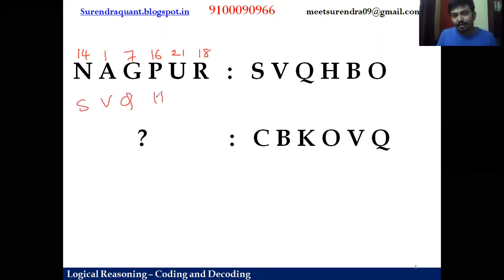This is SVQ HBO, right? So now write the numbering. So this S is 19, V is 22, Q 17, H 8. This is 2. This is 15. Now can you see? When you see from first to last, so O is 15, N is 14. This is -1. This is before letter -1.